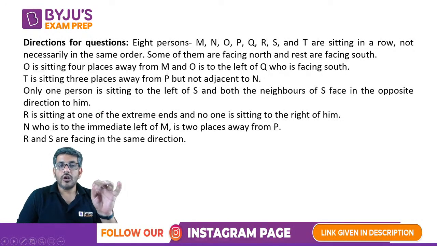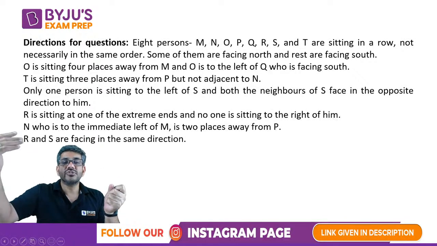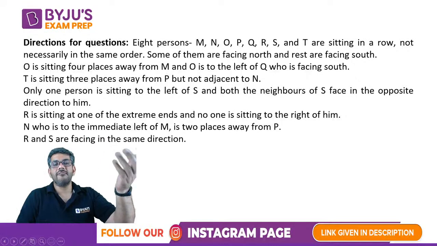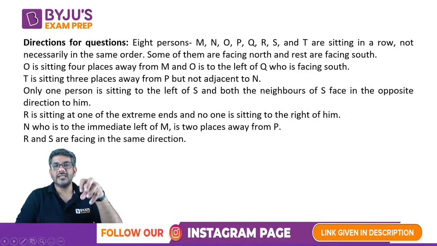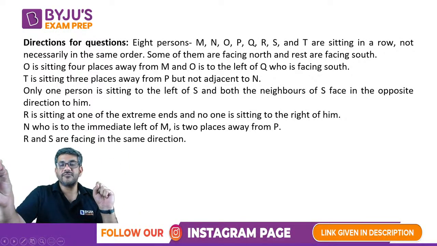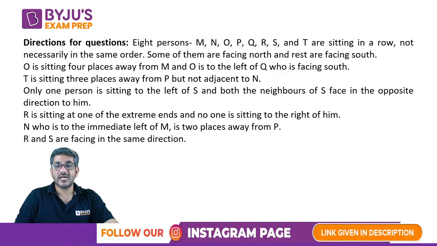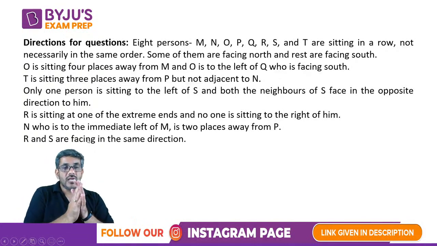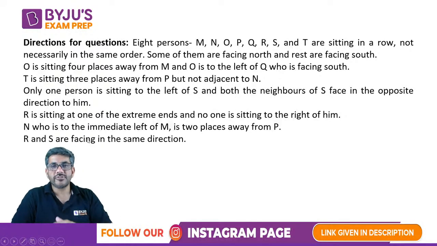As I told you, we always start with the information with which we get the exact info about someone. For example, if he says R is sitting at the rightmost end, S is sitting at the leftmost end, O is sitting in the middle, M is sitting third from the right. If these kinds of informations are there, we always try to start with that. But the problem here is that none of these informations is giving me the exact info of any of these guys. In such cases, we start with the information in which we have the minimum possible number of cases.